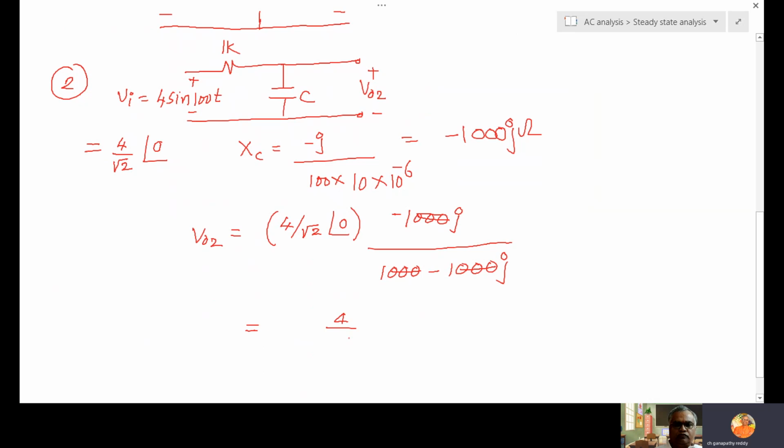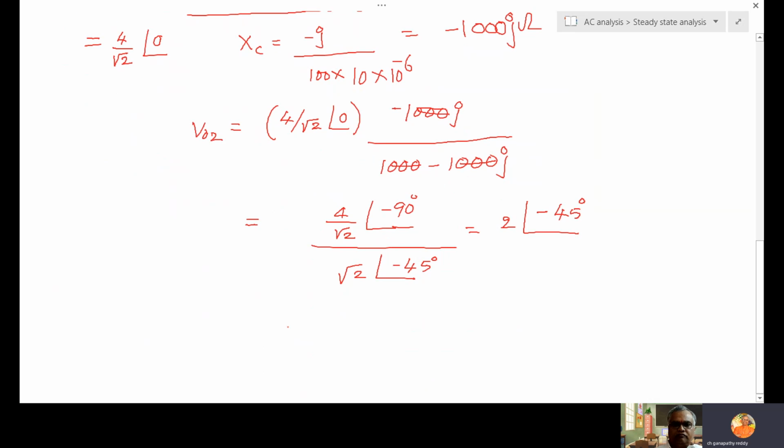4 by root 2, minus J means minus 90. 1 minus J means root 2 angle of minus 45. So 4 by root 2 will be simply 2 angle of minus 45 degrees, since this is coming to the numerator. But this is in phasor form.